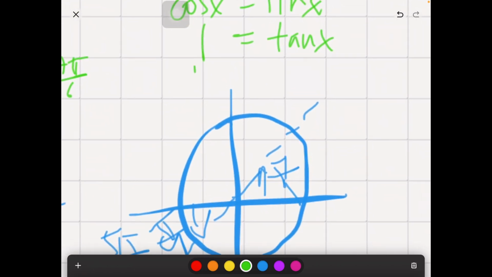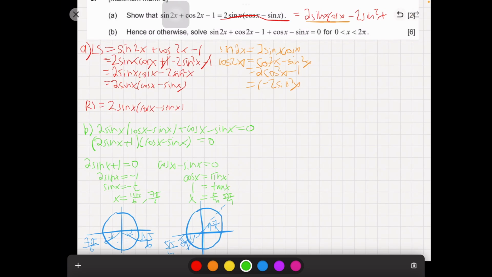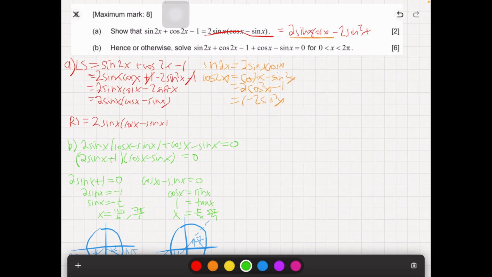So here we have x is equal to pi on 4, 5 pi on 4. And it turns out those are all the answers that we have for this question, because it's only asking us to go up to 2 pi from 0, and I think we have found all of them.